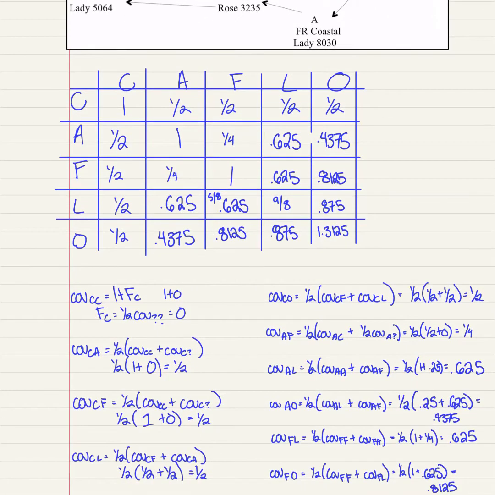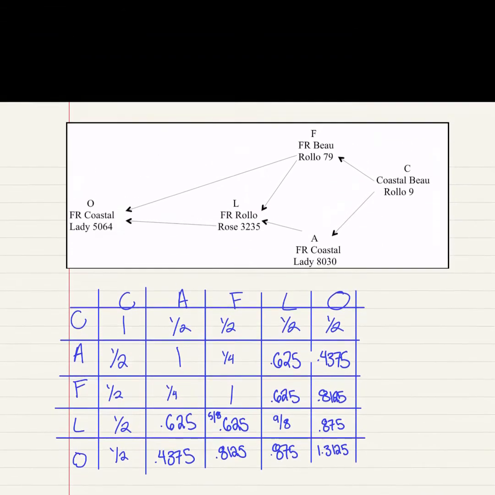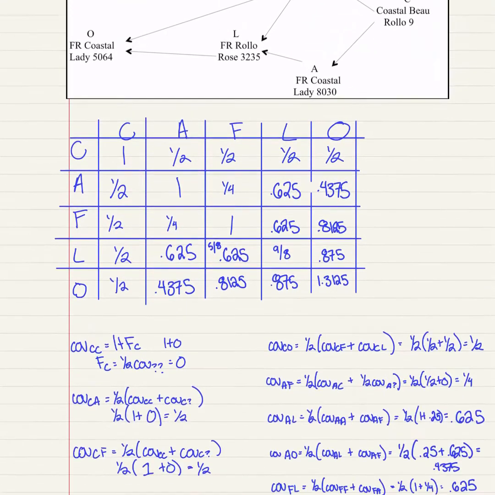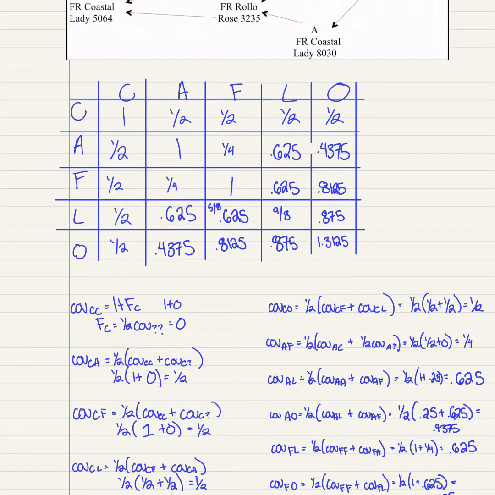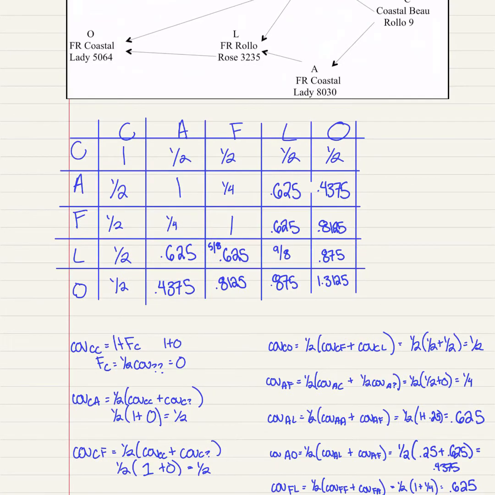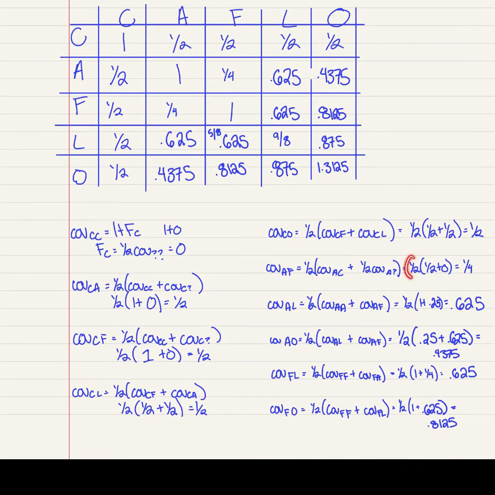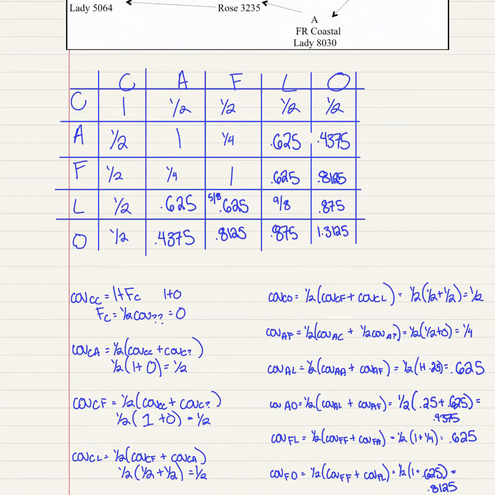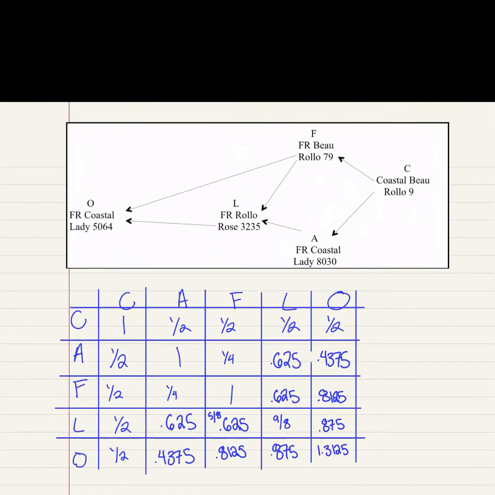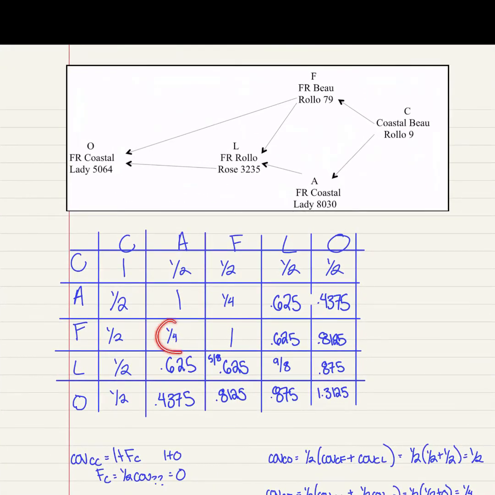The covariance of A and F is half the covariance of A and C plus A and question mark, because C is F's parent, but we don't know F's other parent. So A and C we already have calculated. We had that calculated right here. So it's going to be a half times a half plus 0 equals a quarter. So the covariance between A and F is a quarter, and that makes sense because in this case they are half sibs.